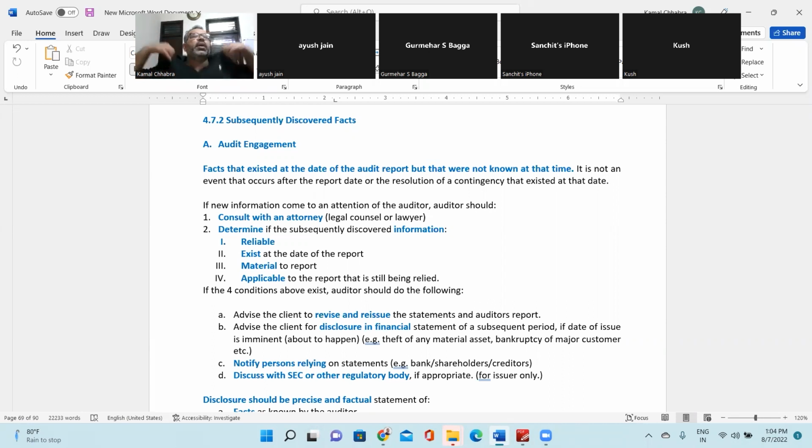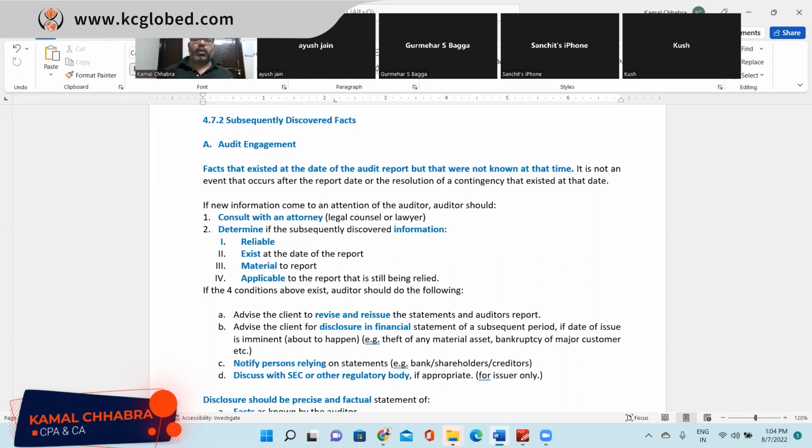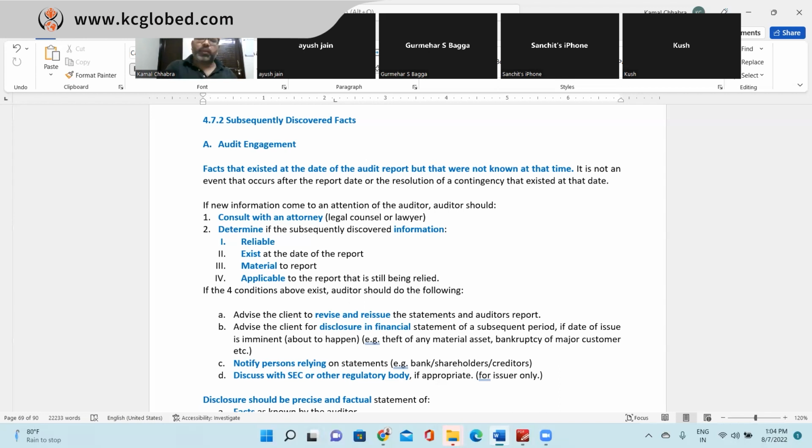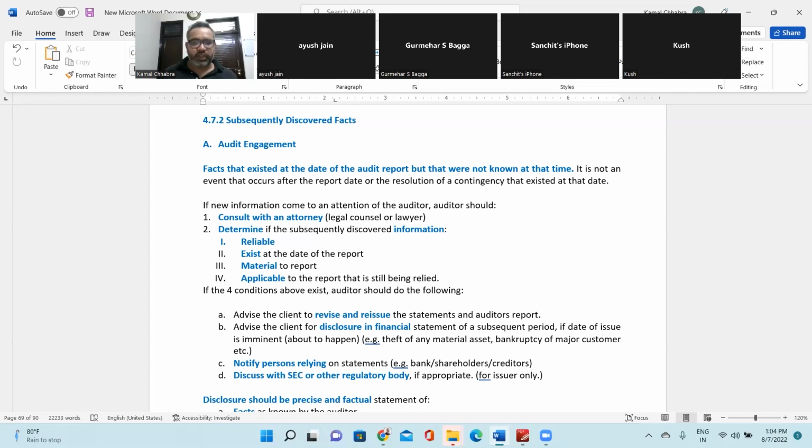Now, coming to the third leg, during your audit, what you have identified can be a subsequently discovered fact, or it can be a misstatement, which we discussed earlier. But majorly, those items which come after the signing date, how to deal with those items? Subsequently discovered facts can be those facts which come to our attention when we are performing the audit. Those misstatements could also be considered subsequently discovered facts, but majorly it will be those facts which come after the report release date.